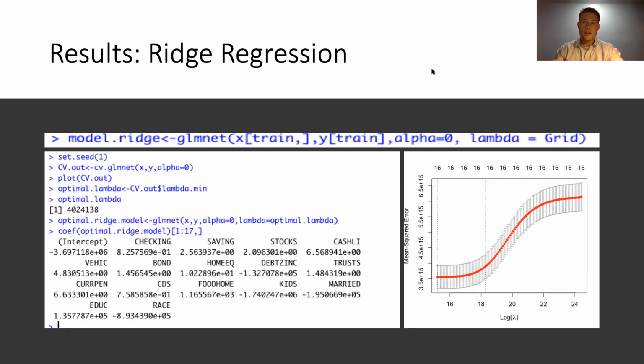And then on the right here, we have the graph of the different values of lambda. The x-axis is the log of lambda. Because lambda is so large, it's easier to interpret by looking at the log of it on the x-axis. So if we take the log of 402.4138, that's right around 18.2 right here. And that's going to be our value of lambda that minimizes the mean squared error.